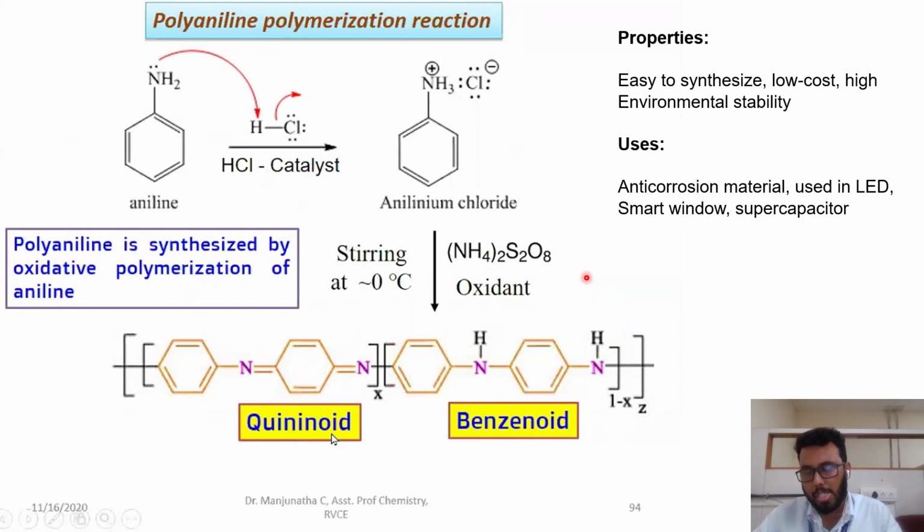So you have to add an oxidant as well, that is ammonium persulfate, (NH4)2S2O8, which is a very good, strong oxidant. This will oxidize and form both quinonoid and benzenoid structures. Benzenoid means NH, quinonoid means N double bond N. This structure will be repeating, and as a result, electron delocalization can happen and it can be highly conductive. Similarly, polyaniline conductivity can be tuned by doping with certain inorganic ions as well.